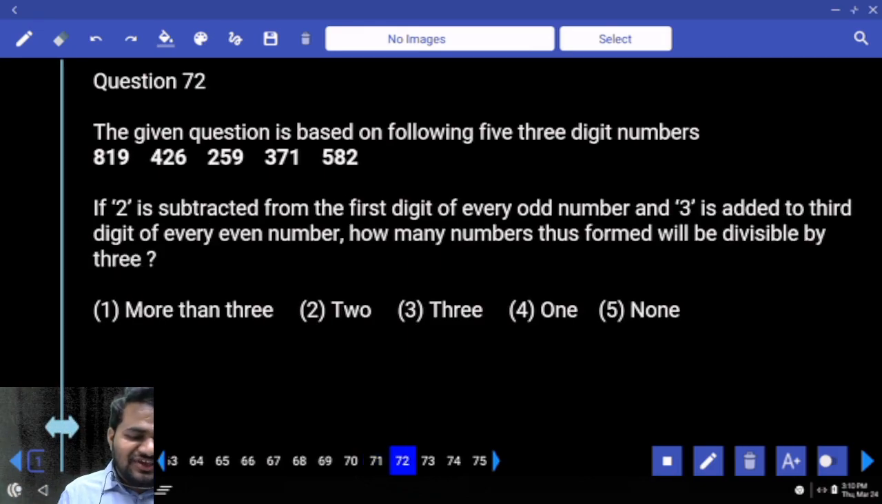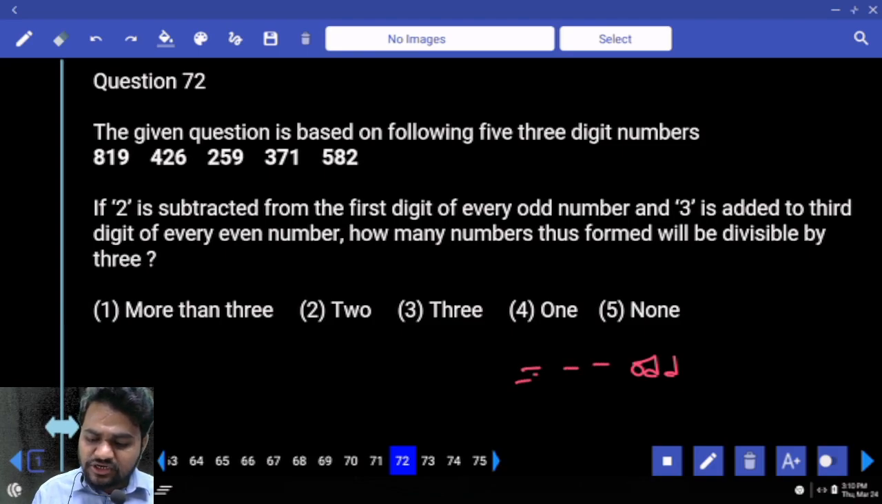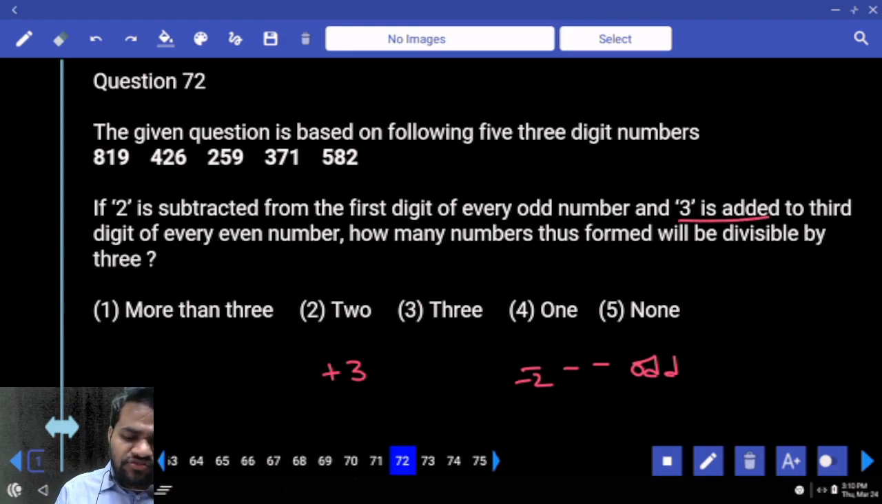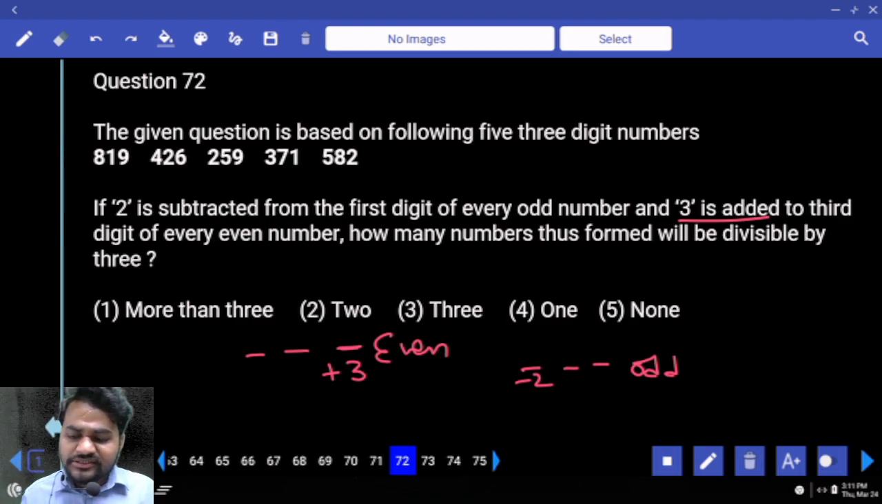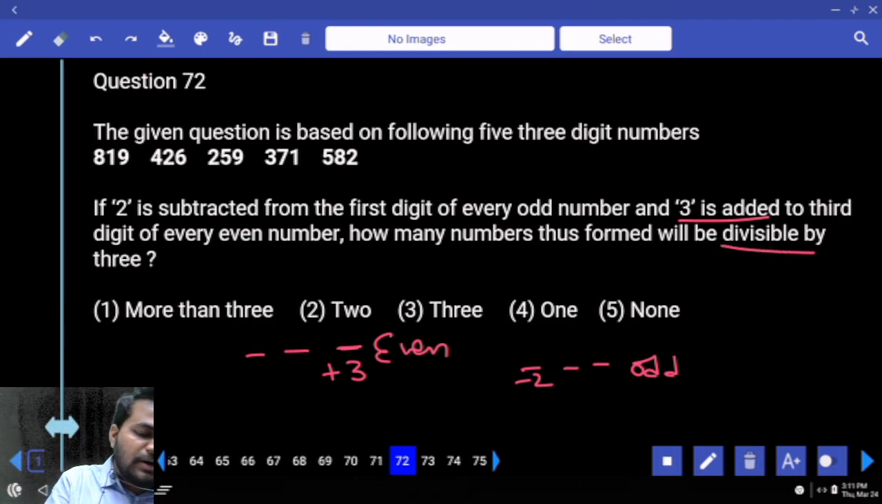Next, if 2 is subtracted from the first digit of every odd number, whatever odd number is there, for the first digit we need to subtract 2, and 3 is added to the third digit of first, second, third digit of every even number. How many numbers thus found will be divisible by 3?